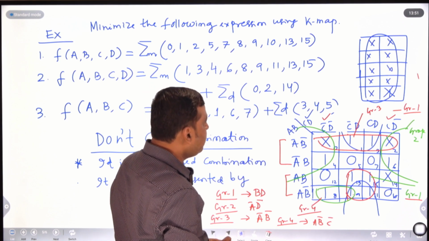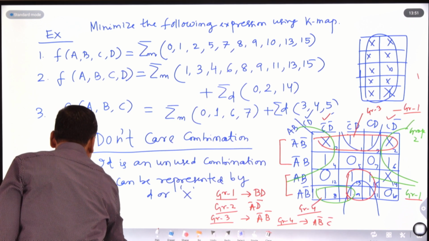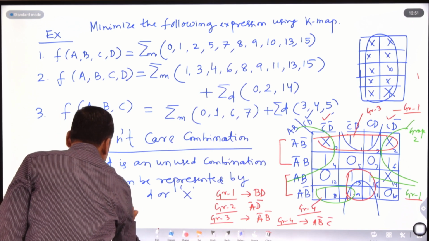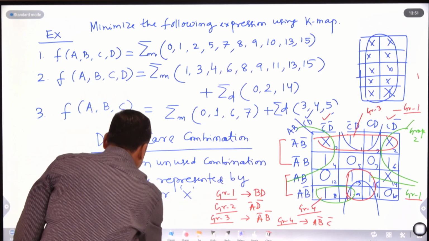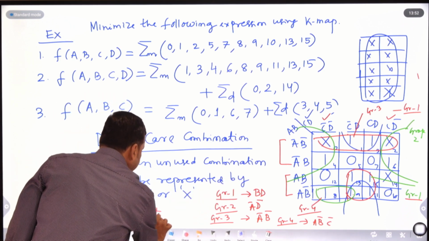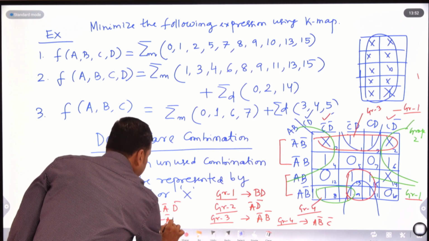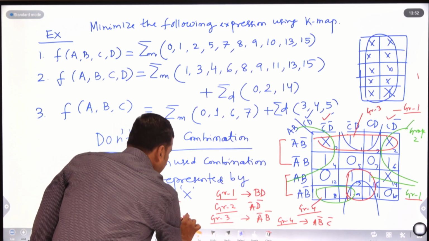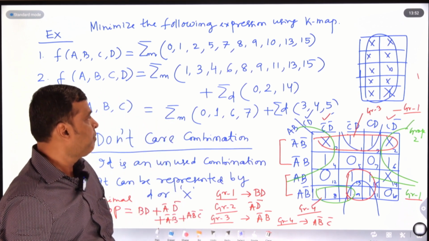So therefore the minimal sum of product, SOP, equals BD plus A bar D bar plus A bar B bar plus A B bar C bar. This is your minimal SOP.